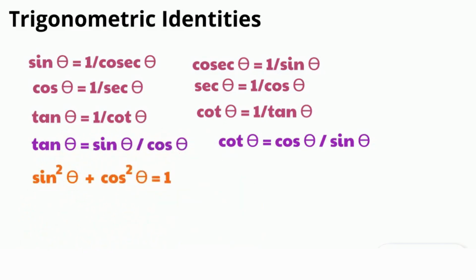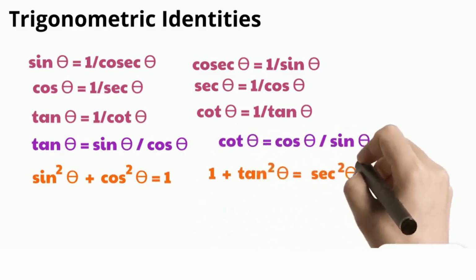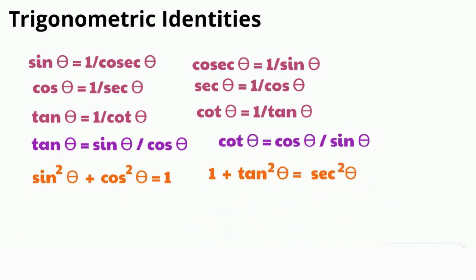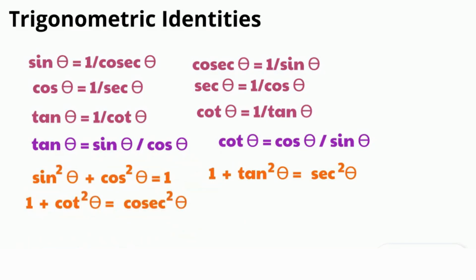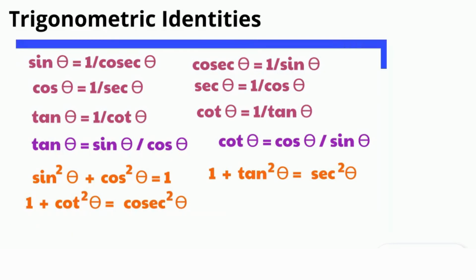Next, we are going to see sin square theta plus cos square theta is equal to 1. Next, 1 plus tan square theta is equal to secant square theta. Then one more is there. Next, 1 plus cot square theta is equal to cosecant square theta. These three are Pythagoras identities. These identities are very basic.